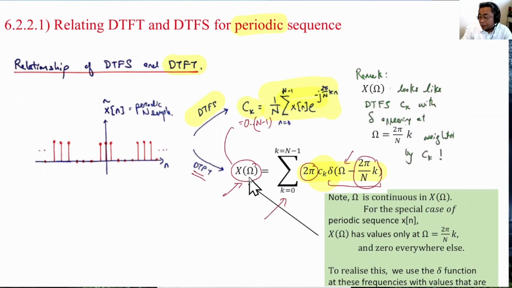If omega is continuous, how can we represent distinct values of Ck? We simply use the delta functions.